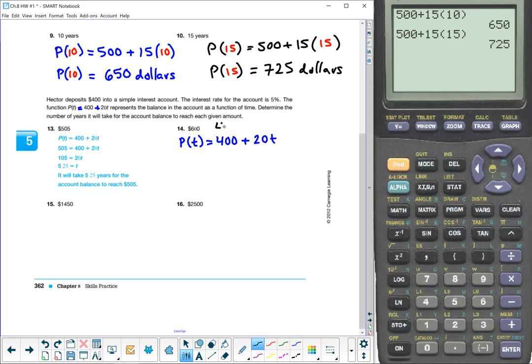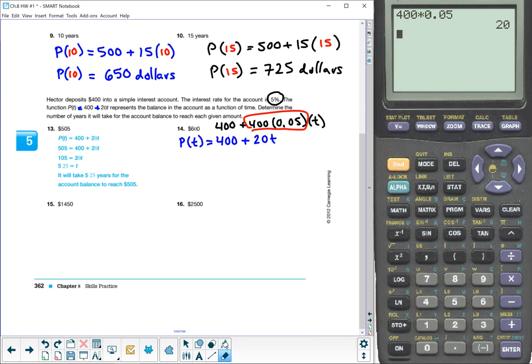We could write it as 400 plus 400 times the interest rate, which is 5%, so 0.05, and then times the t. And you can see if I do 400 times 0.05, this gives me $20. So this whole amount turns into $20, and then times the t, of course.